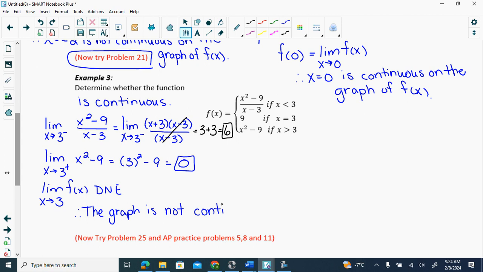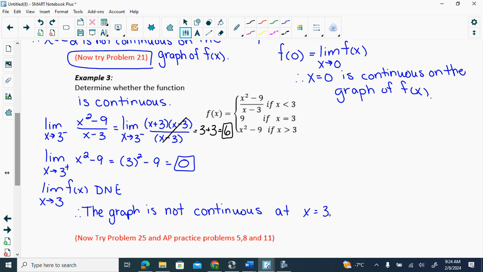Do you have to do therefore one for the DNA still? No, we have a theory. Therefore, the graph is not continuous at x equals 3. Now, guys, if I wanted you to justify it, you would have to say from the left, the graph is approaching 6. From the right, the graph is approaching 0. And therefore, there's a gap in between them, right?